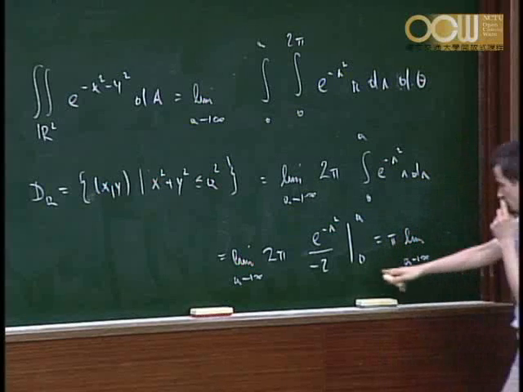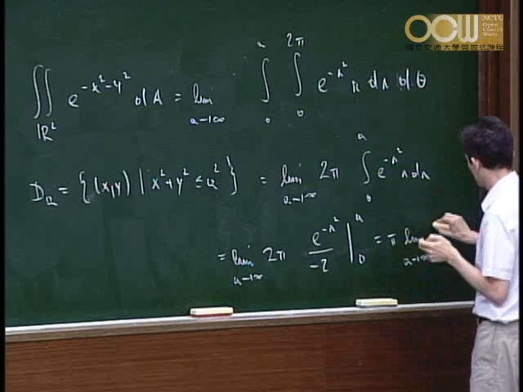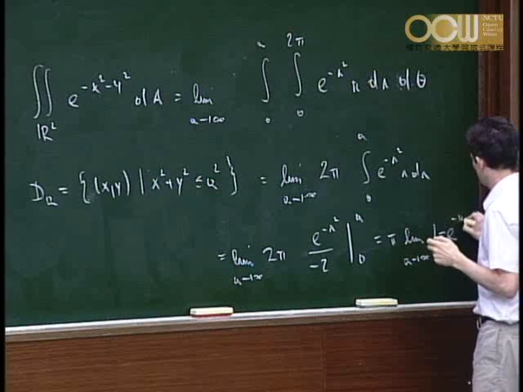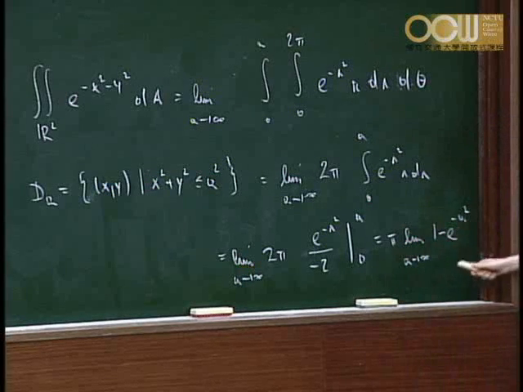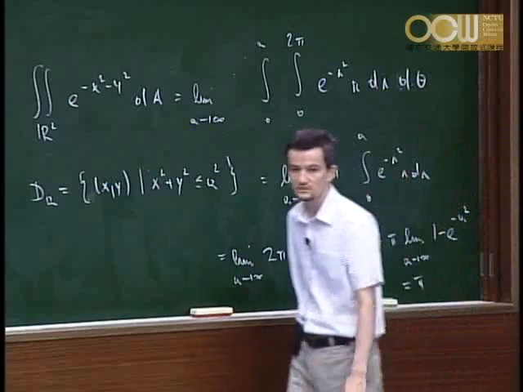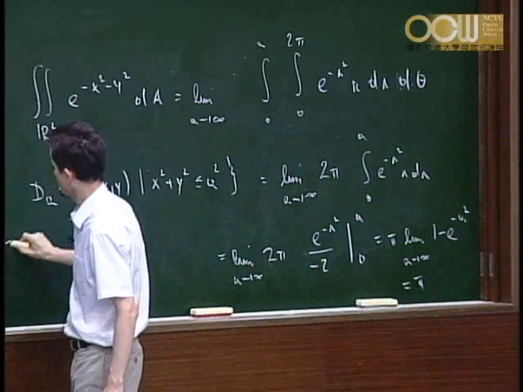Now, if I evaluate this, what do I get? At the lower limit, I get 1, so I have 1 minus, and at the upper limit, I have e to the minus a squared. But as a tends to infinity, this goes to 0. So what I get is pi. Like this I can compute it. So I squared is pi. So I is the square root of pi.